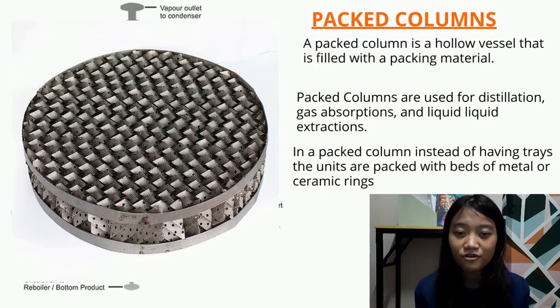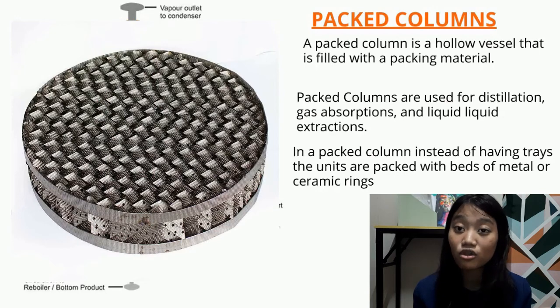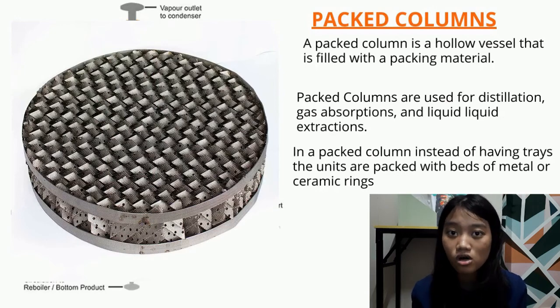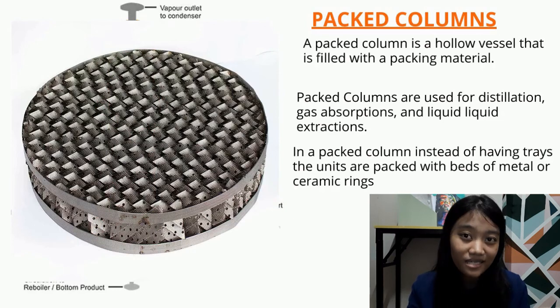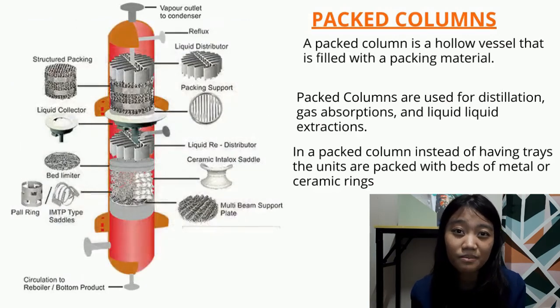So these provide a large surface area within the volume of the column for the interaction between the liquid and gas vapor entering the column. A packing material, as shown on the screen, offers the advantage of a lower pressure drop across the column when compared to plates or trays. And this is beneficial while operating under a vacuum. Differently shaped packing materials have different surface areas and void spaces between the packings.